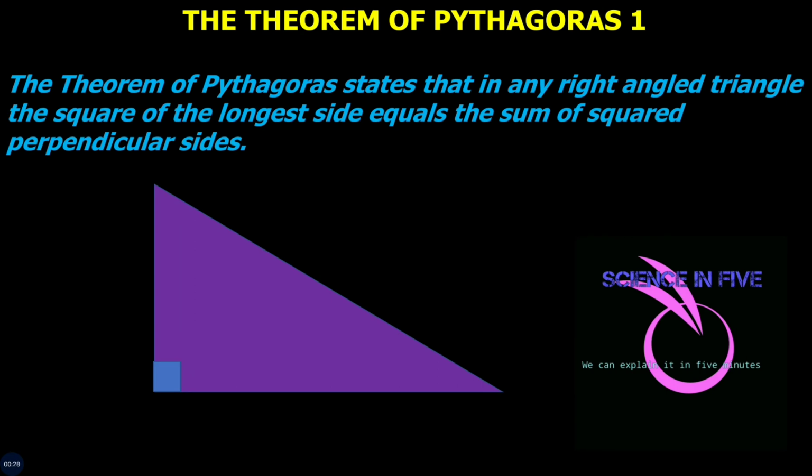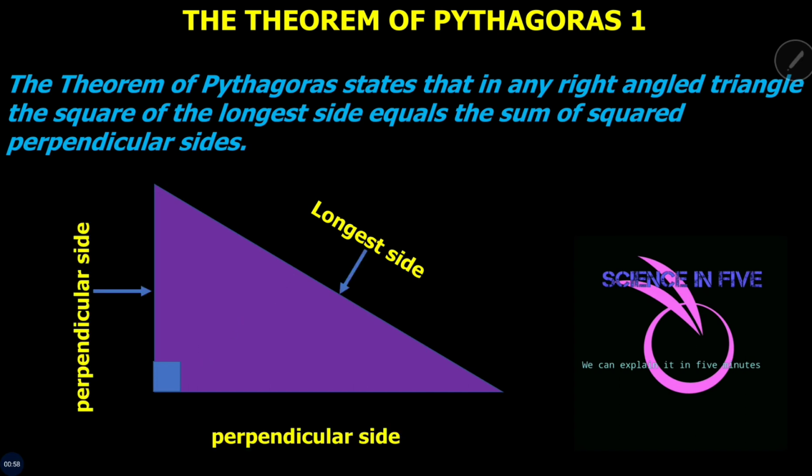Suppose we have a triangle like this with a right angle. Our business is to first identify where the longest side of this triangle is. Well, the longest side of any right-angled triangle is always the slanting side. Or you could say it is the side opposite the right angle. Then the other two sides that are at 90 degrees to each other are termed the perpendicular sides.